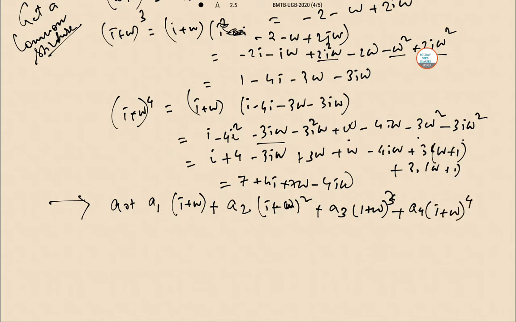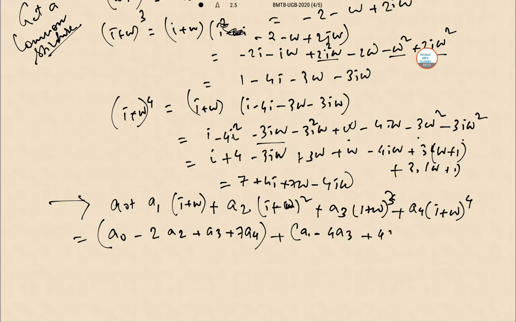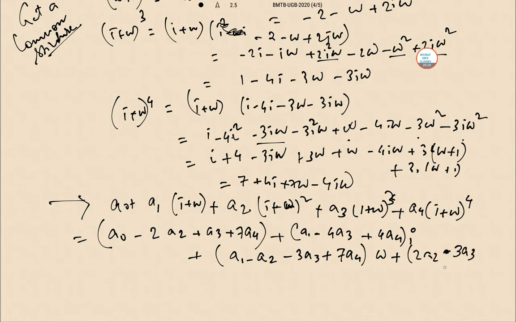If we put all these values, we get a0 minus 2a2 plus a3 plus 7a4, plus a1 minus 4a3 plus 4a4 into i, plus a1 minus a2 minus 3a3 plus 7a4 into omega, and the last one is 2a2 minus 3a3 minus 4a4 into omega into i.